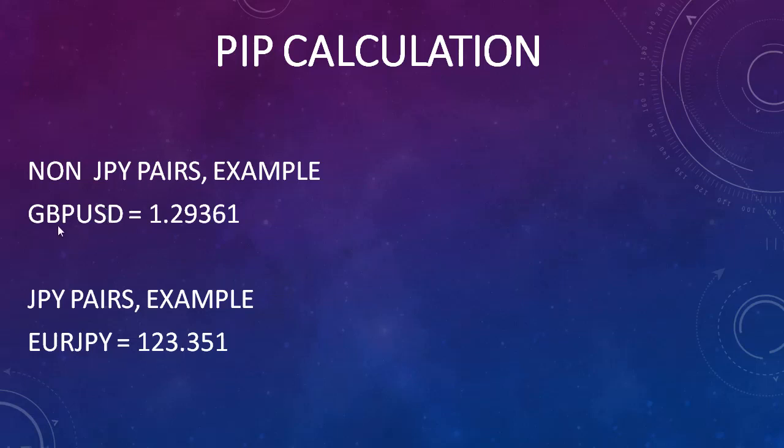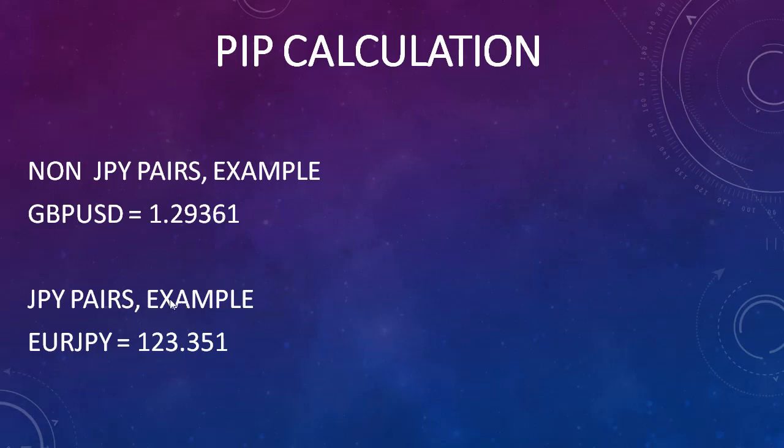For example, let's say you have GBPUSD equal to 1.29361. What this means in forex is 1 GBP is equal to 1.29361 US dollars. Your pip calculation starts from the 4th number after the decimal point. In the next video, I'll be showing you how this comes about, how we get to know that our pip calculation has to start with the 4th number after the decimal point, when we talk about value per pip calculation. So your pip calculation for non-JPY pairs starts from the 4th number, in this case 6, after the decimal point.